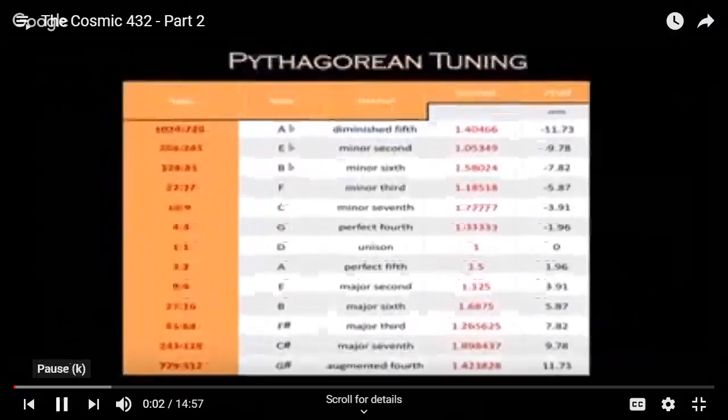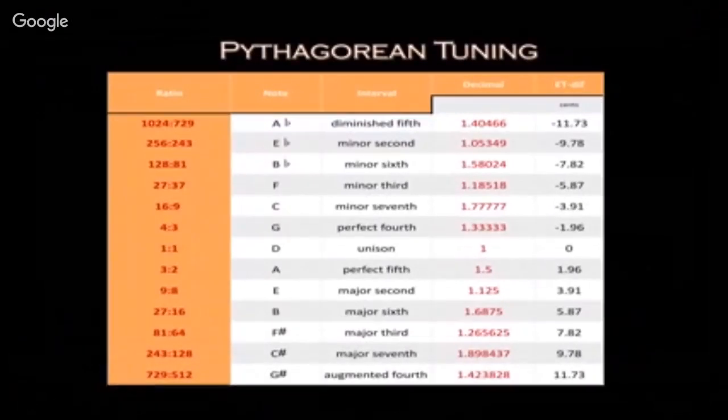Talking about it through most of this movie, so I wanted to get a little bit more in depth about what it is. On the left of this table that you see is the column called ratio. Those are the whole number ratios that Pythagoras came up with. The next column over is the equivalent note. The next column is the interval, for example, diminished fifth, minor second, perfect fifth, perfect fourth, etc. And then the next one over is the decimal equivalent of those whole number ratios.